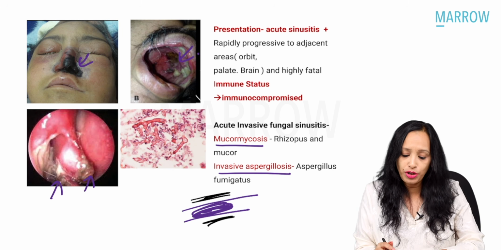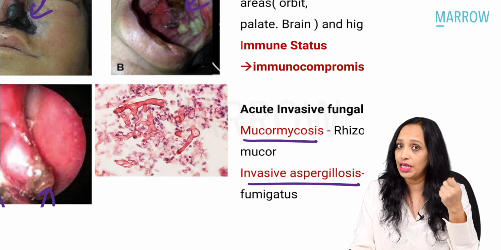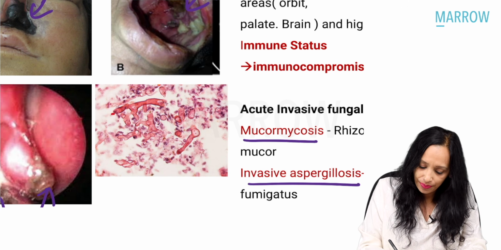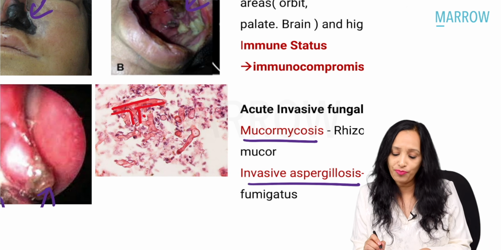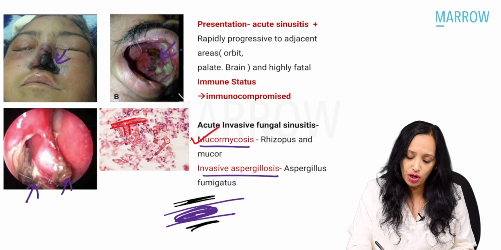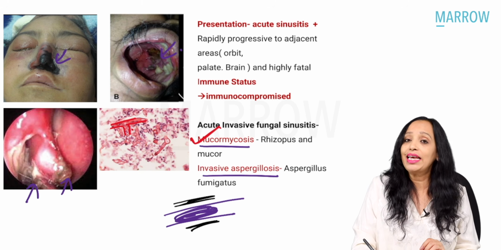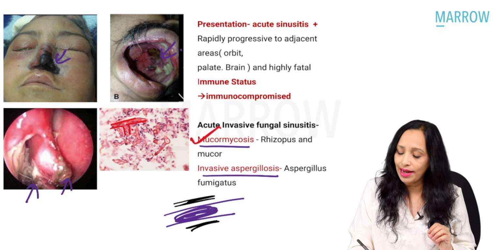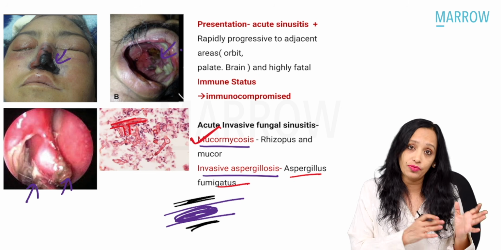So when you take the nasal scrapings for microscopy and biopsy, if what you see is an aseptate hyphae branching at right angle, then this is the typical appearance of mucormycosis. Yes, this was what was asked in your exam. This exact picture was given. Whereas if what you are seeing is a septate hyphae branching at acute angle, then that is aspergillus. The management is different, so we need to know which one of these it is.